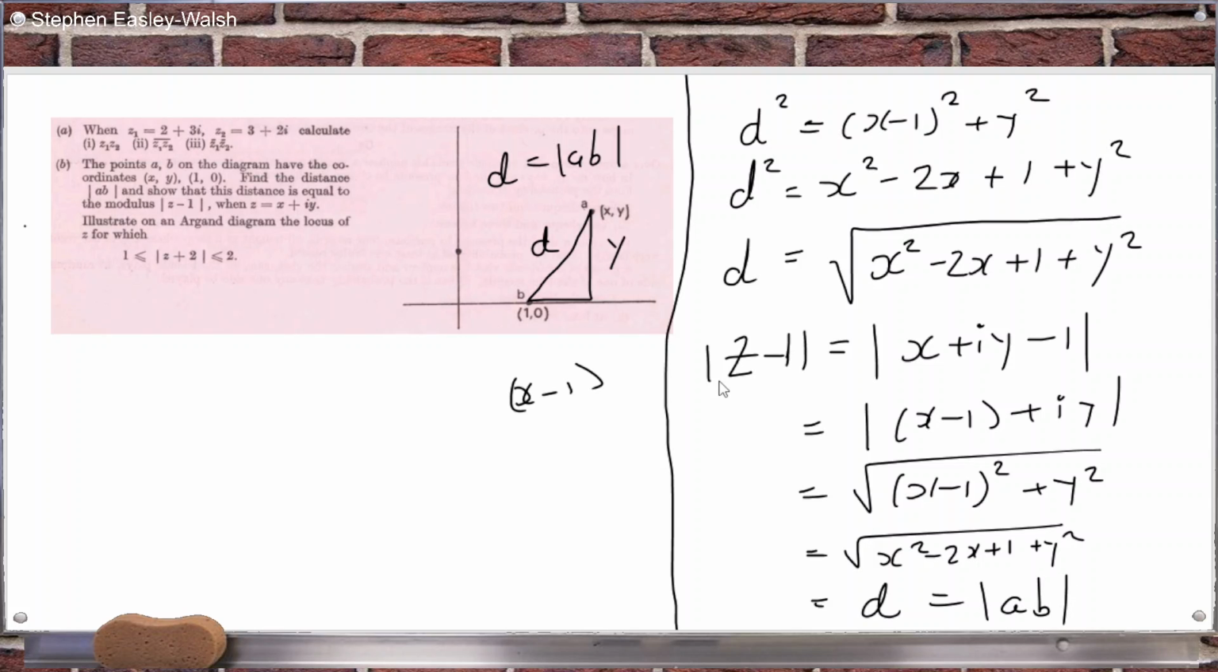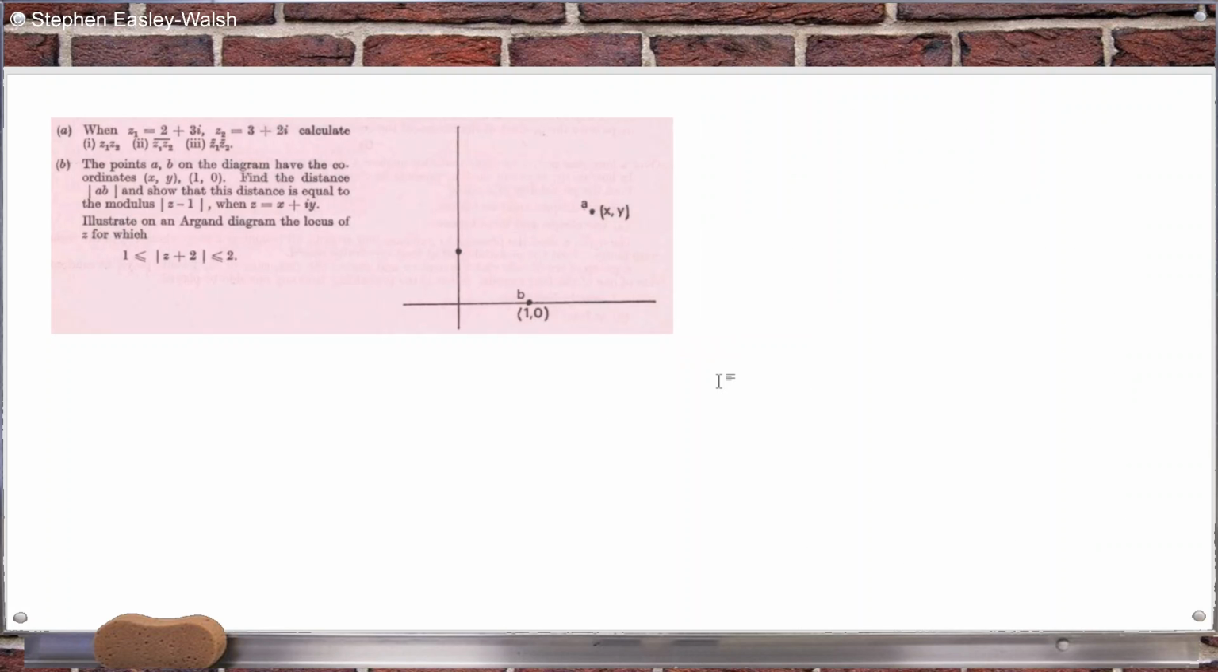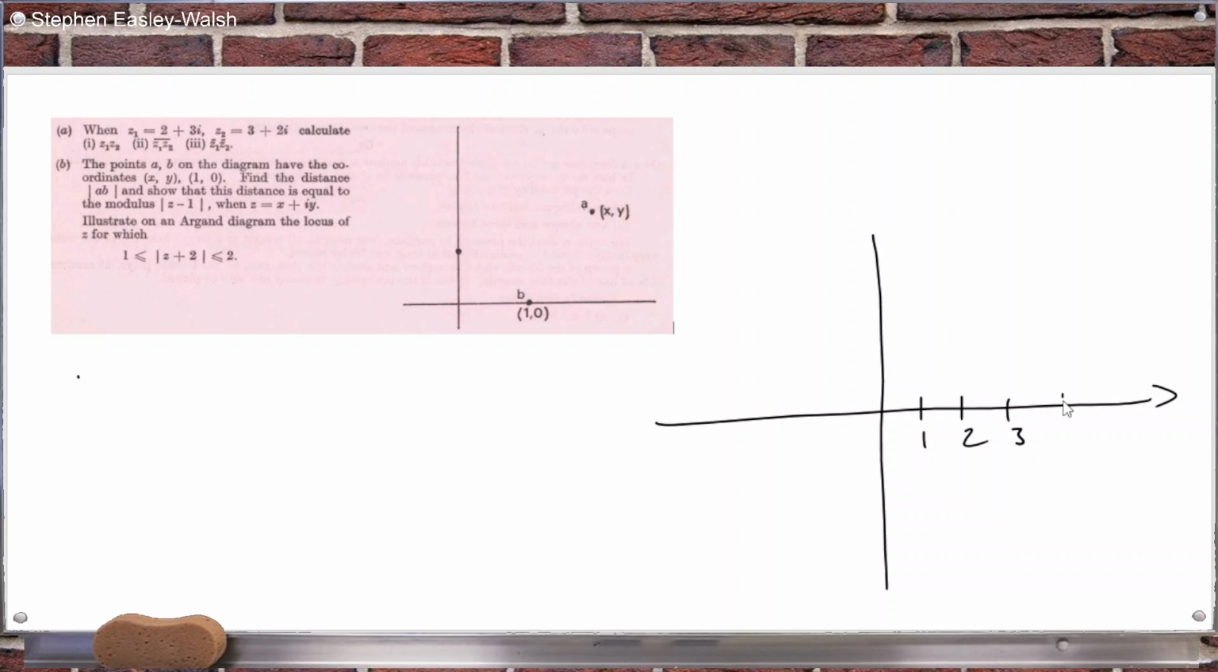Okay, and then the last part here: illustrate on an Argand diagram the locus of z for which... okay, so let's draw an Argand diagram. 1, 2, 3, 4, 1, 2, 3, 4, i, 2i, 3i, 4i, minus i, minus 2i, minus 3i, minus 4i, etc. You get the idea.